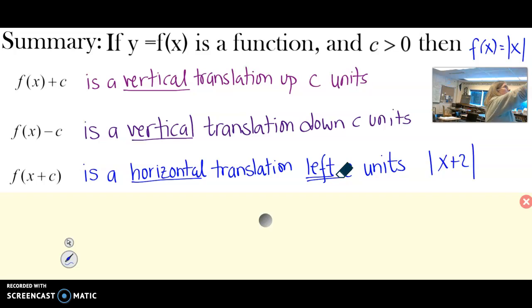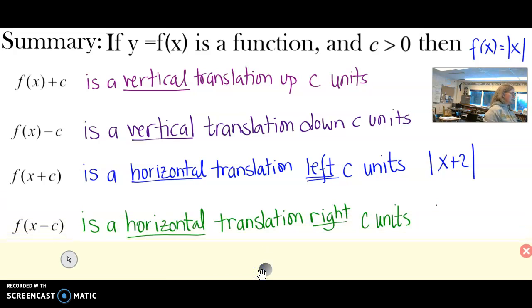And then if you subtract a number inside the function before you do the function, it will be a horizontal translation right c units. So notice when you're adding or subtracting a number after you've done the function, outside of the function, it was a vertical translation. Inside, before you do the function, it's a horizontal transformation.